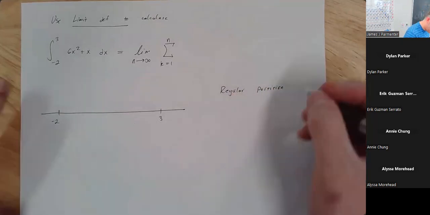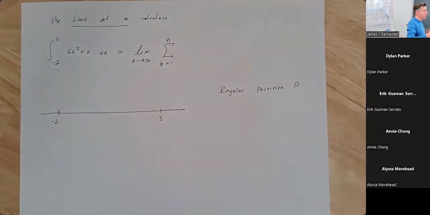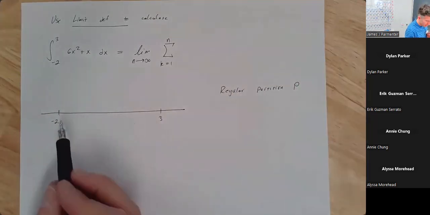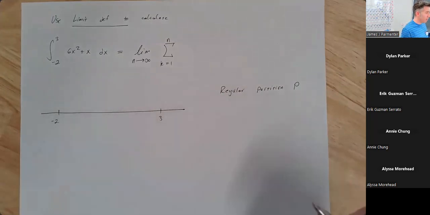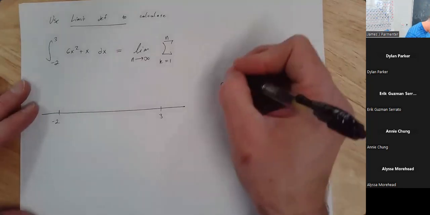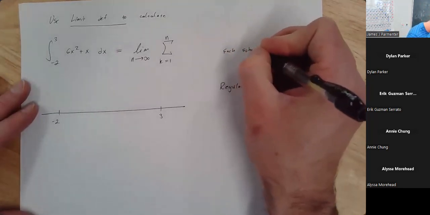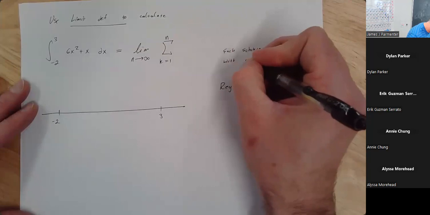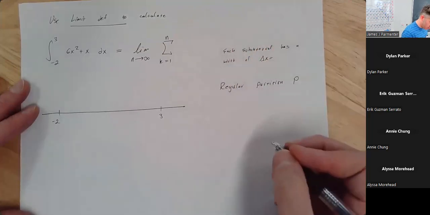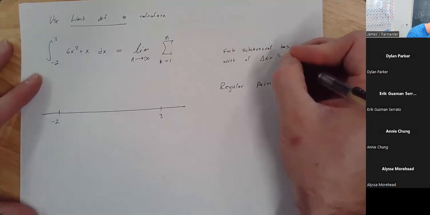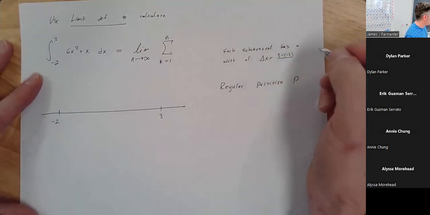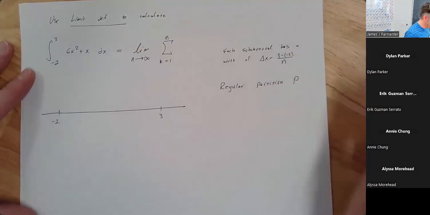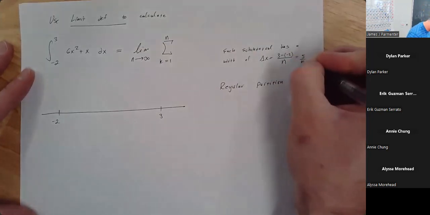The partition P consists of all the points that make up your endpoints. So I'm going to break this up into n subintervals, and each endpoint is going to be the same width away from the next one as it was from the previous one. So each subinterval, the way we're doing it, has a width of delta x equal to the total interval width, b minus a, divided by how many subintervals, which is just a very general n, which is 5 over n.